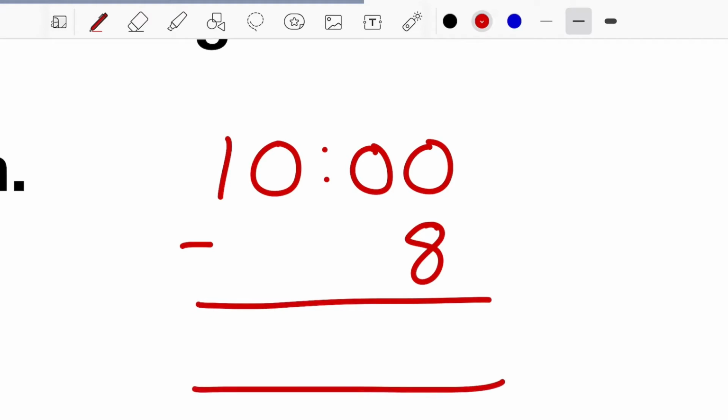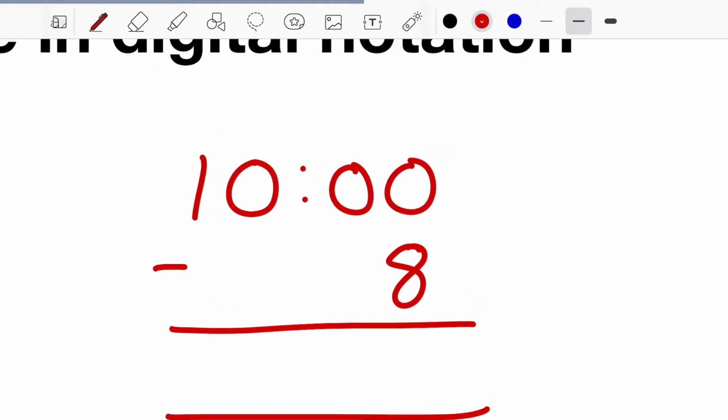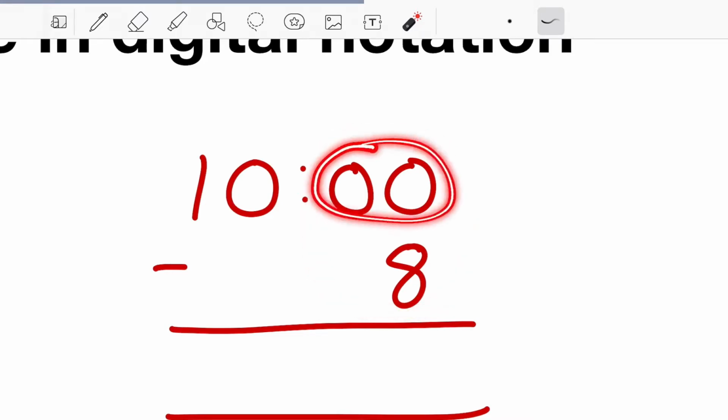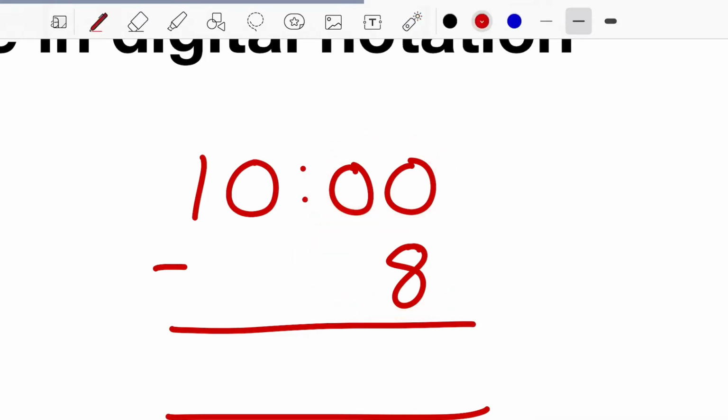How do we subtract with time? So we know that 0 cannot take away 8. We can look at the minutes numbers as a whole. 0 cannot take away 8. So we need to borrow from the hour. So 10 take away 1 is 9. And now we carry over.